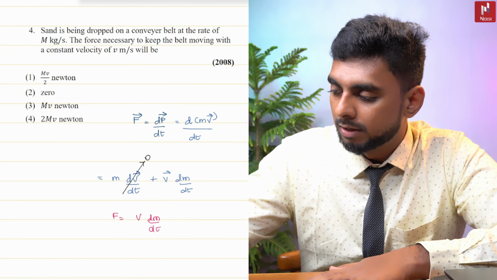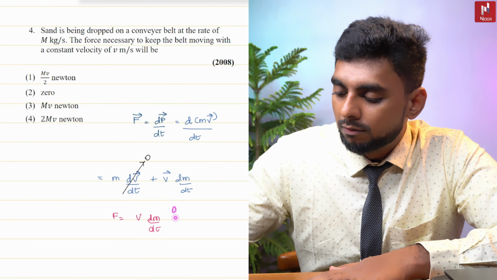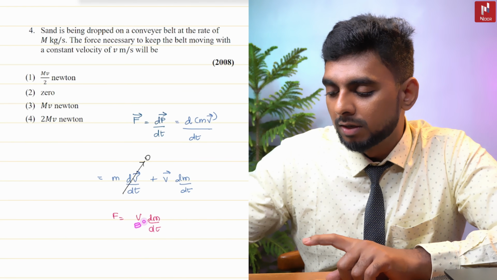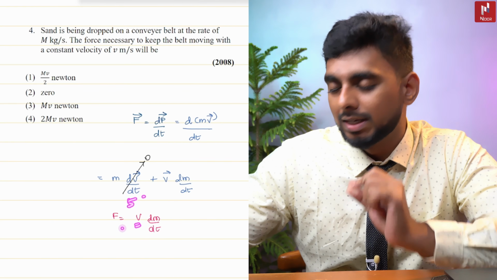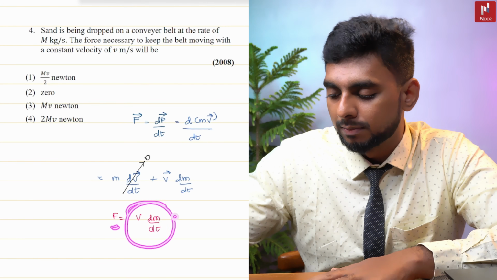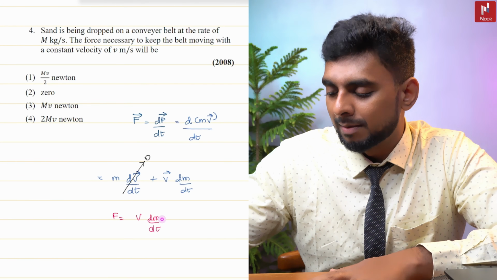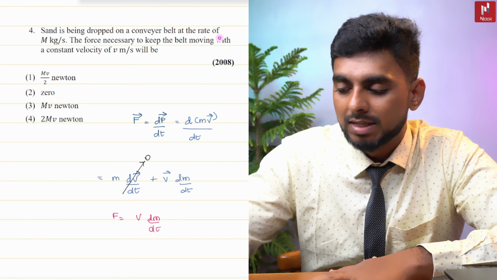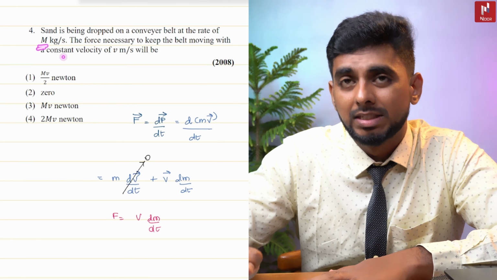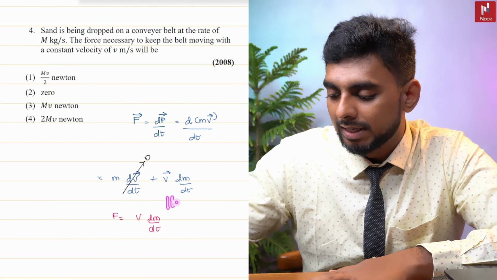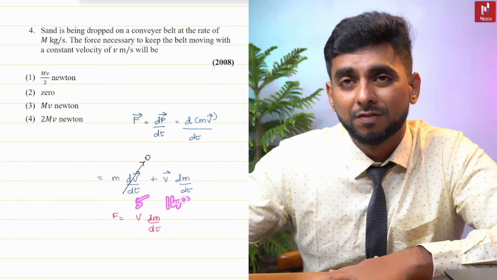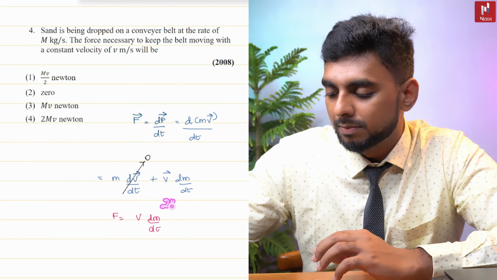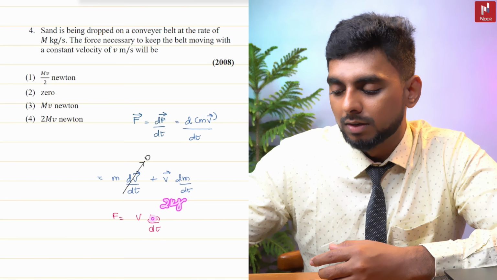So for example, if I add 1 kg per second and the velocity of the belt is 5 meters per second, then I'll have to constantly give 5 Newton force. That's what this represents. Here, the rate at which I'm adding the mass is what I need to find. If it was 1 kg per second and the velocity was 5, it will be 5 Newton. If the mass I add is 2 kg per second, then it will be 10 Newton, obviously.